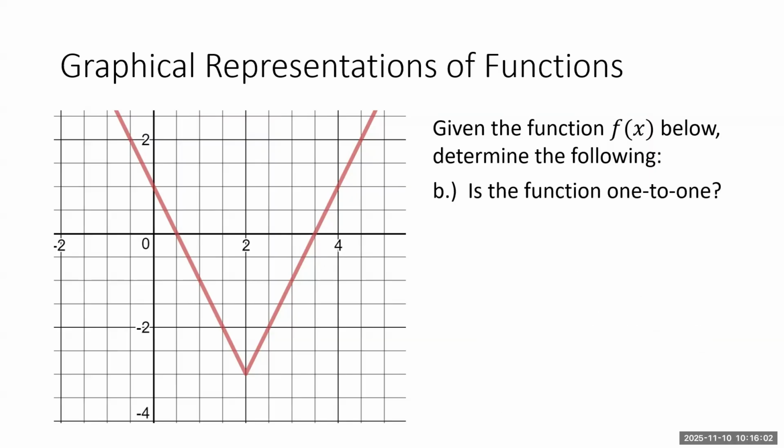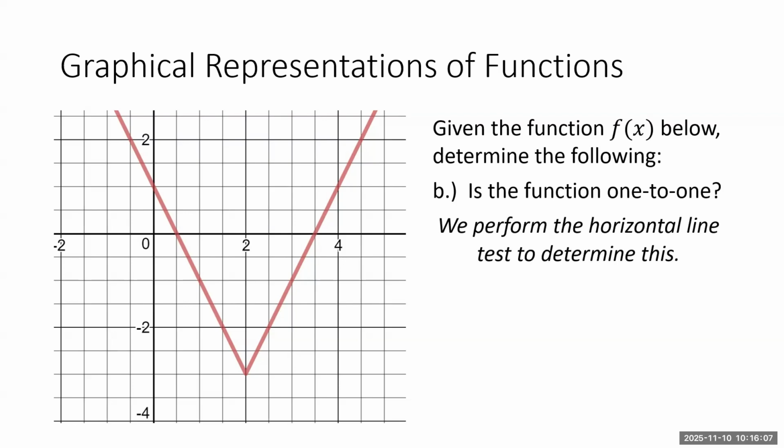Is this function one-to-one? Question B. We perform the horizontal line test to determine this. I draw one horizontal line at y equals -1.5, and I see that I touch the function twice. No, this function is not one-to-one. I highlight these two coordinate pairs, which appear to be at roughly 1.25 as an x value, and the other x value is roughly 2.75.